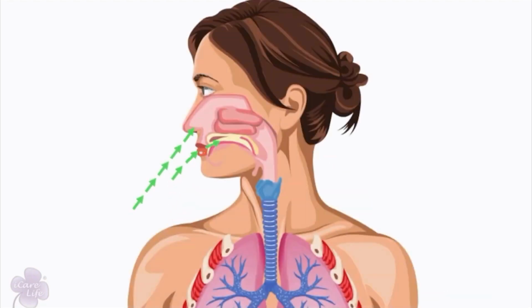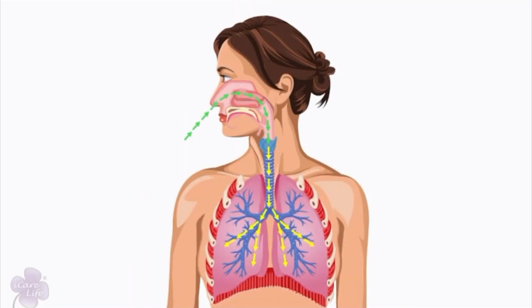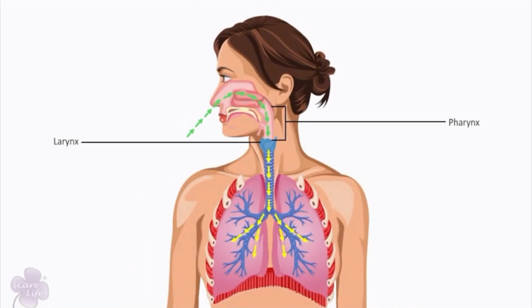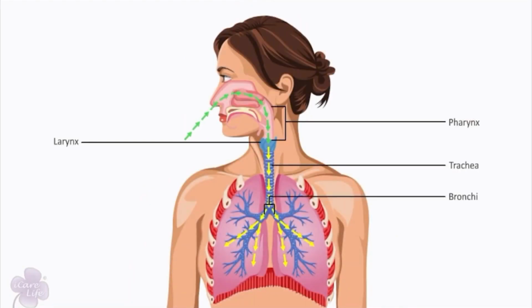When we breathe in, the air enters through the nostrils. The mucus and tiny hair in the nostrils and the nasal cavity trap dust particles and germs. The nasal cavity warms up and moistens the air. The air passes through the pharynx, larynx, trachea, and the bronchi to reach the lungs.